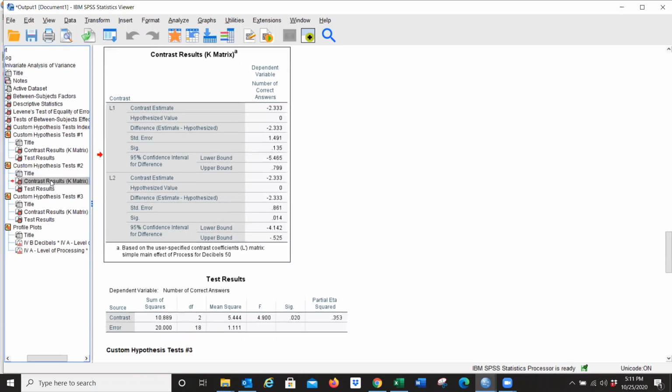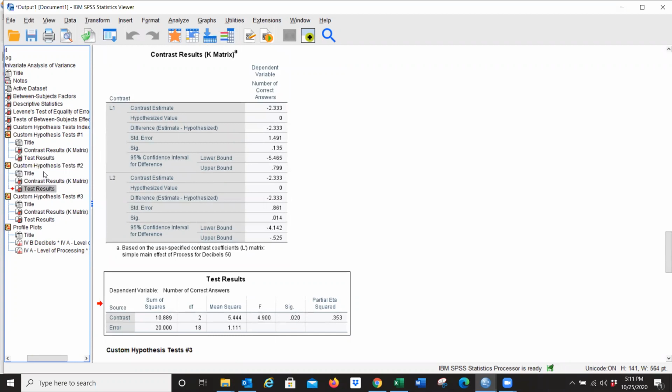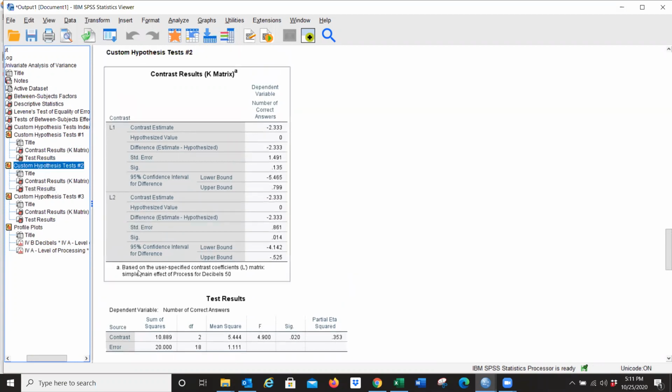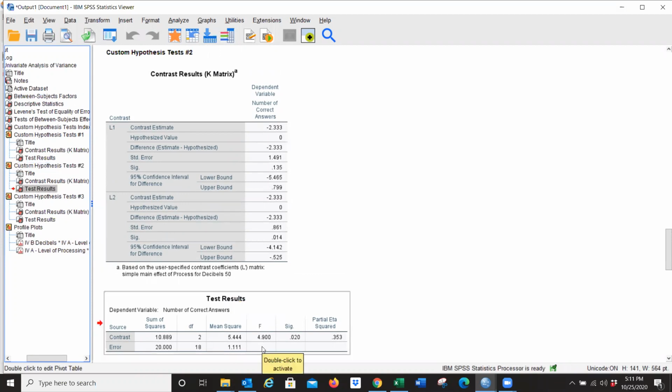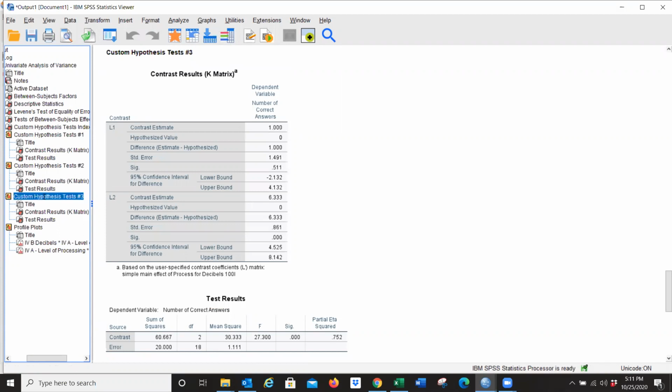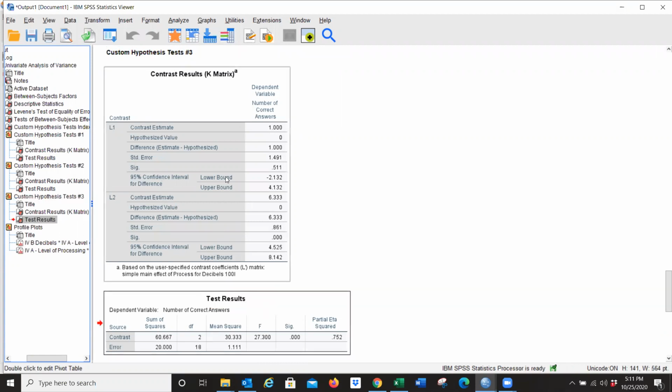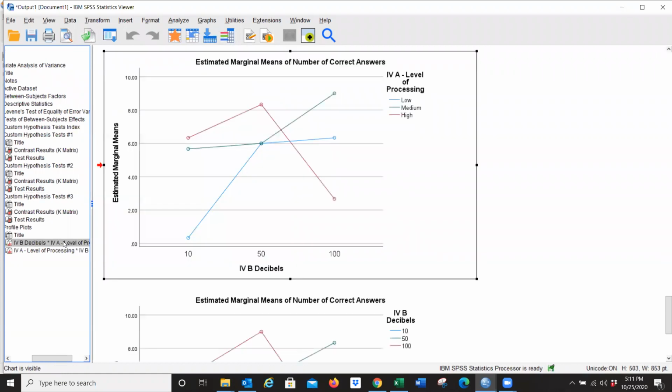So we have the second one, and we pop down, and for the second, they look the same. Here's the simple main effect of decibels 50. And here is the simple main effect, the overall test. And you know that because it's 2 degrees of freedom. Here are the comparisons that are associated with it. And then finally, we have our third test, and it's here in the little print, 100. And here's the simple main effect, and there are comparisons. And then I plotted it so that you can see that these were the simple main effects we were doing.